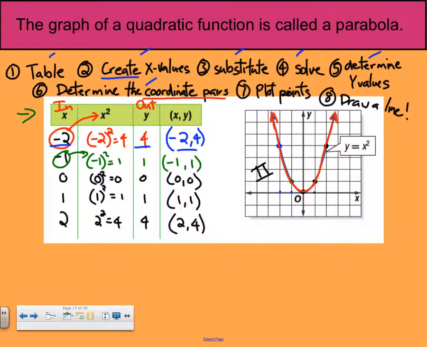So we made a table. We created our x values. We substituted those x values into the function. We solved the functions. We determined our y values, which helped us to come up with the coordinate pairs. Once we had our 5 coordinate pairs, we were able to plot them in the graph. And once they're in the graph, they helped us to do our ultimate goal, which was to draw a line. So hopefully that helps you to break this process down and be able to graph a quadratic function.